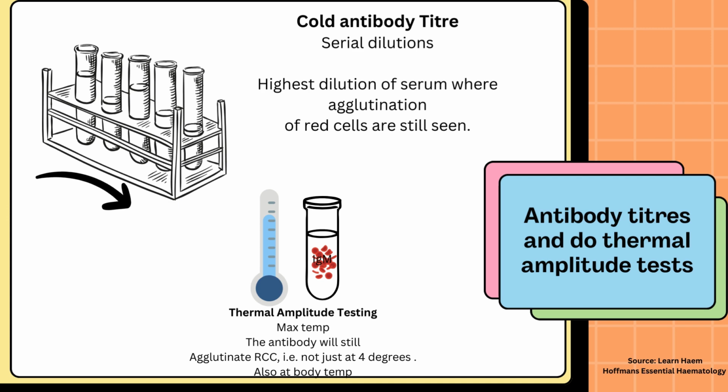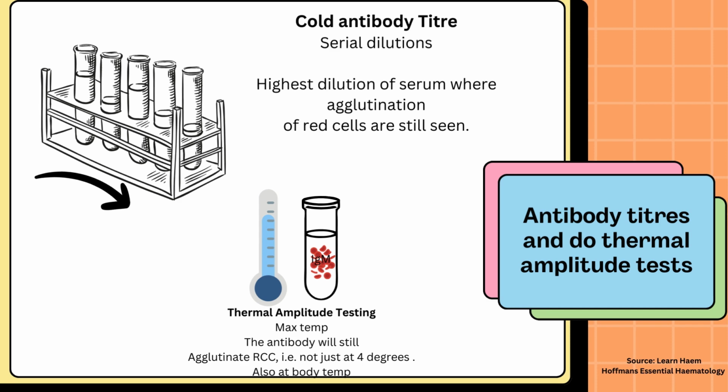In a thermal amplitude test, the IgM antibodies are most active at 4 degrees, but they need to be active to bind to red cells at 37 degrees. So the question is, what is the maximum temperature that the antibody will still bind and agglutinate the red cells, active enough, with enough thermal range to cause hemolysis? And that's what thermal amplitude testing is. So will the antibody still agglutinate red cells, not just at 4 degrees, but also at body temperature?